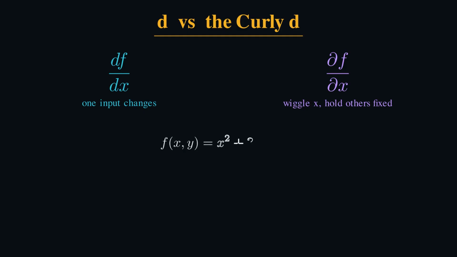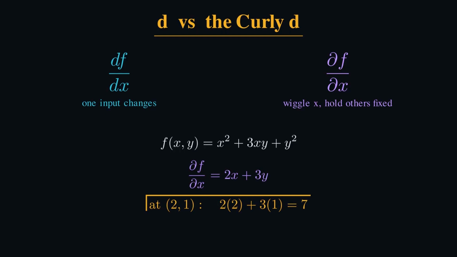Let us make it concrete. Take f of x, y equals x squared plus 3xy plus y squared. To get the partial in x, we treat y as a frozen constant. The slope in x is 2x plus 3y. At the point 2, 1, that is 2 times 2 plus 3, which is 7. One number that tells us how steep f is in the x direction alone.